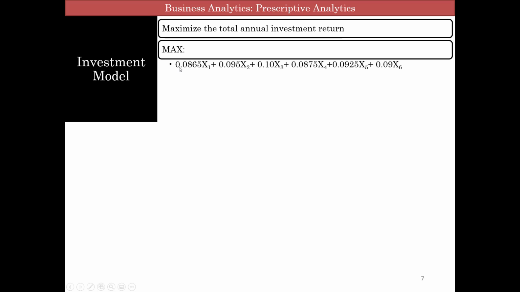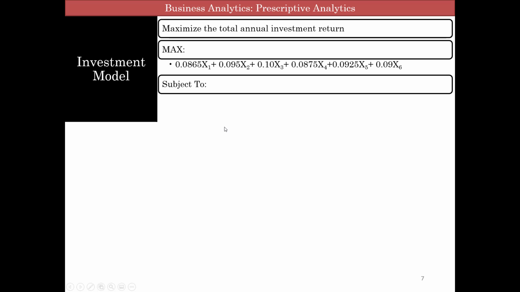And so when we want to maximize our total annual investment return, you can either maximize the interest, or you can put 1.0865, 1.095, 1.1, which will also give you back your principal. Either way will give you the same answer, just the objective function will be different, okay?